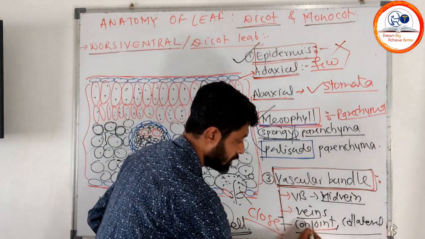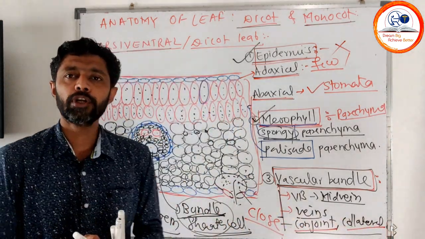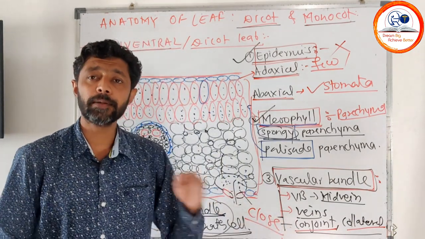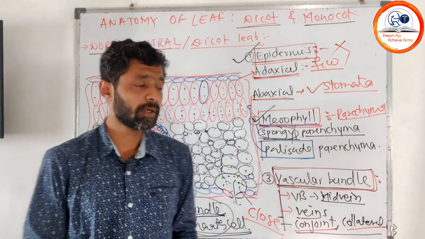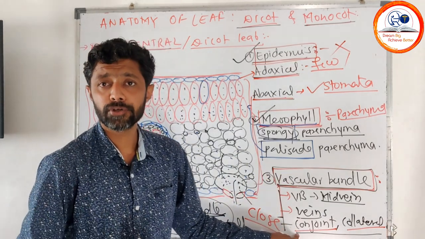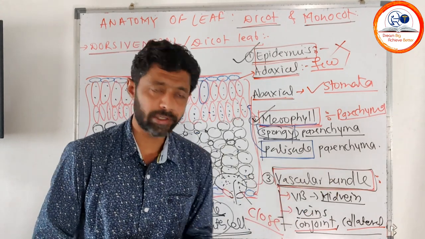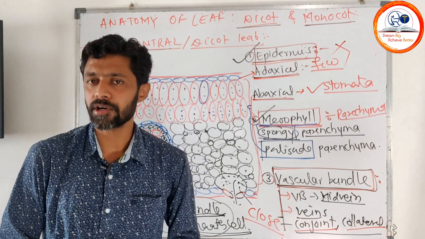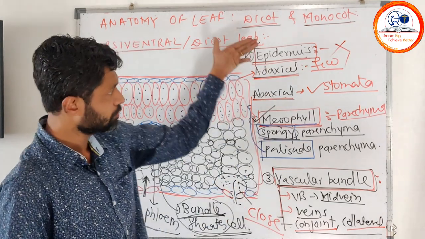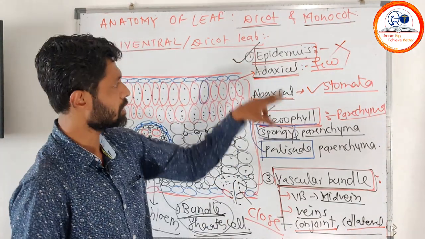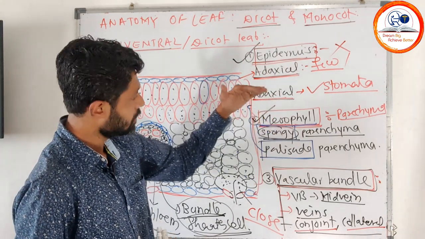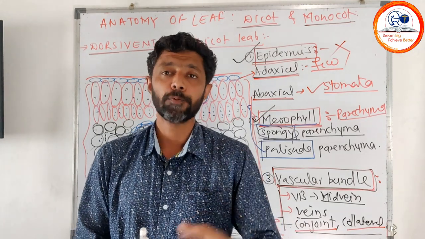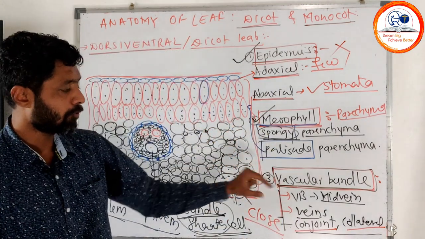This vascular bundle is conjoint and collateral type. Vascular bundles are of variable size, depending on the size of the veins. So this is all about the anatomy of the dicot root or dorsiventral root. In the dorsiventral root, there are the upper epidermis and lower epidermis, that is adaxial and abaxial. Then there is a mesophyll tissue, differentiated into palisade mesophyll tissue and spongy mesophyll tissue. Then there is the presence of the vascular bundle.